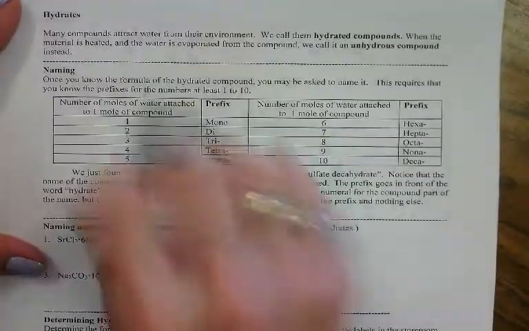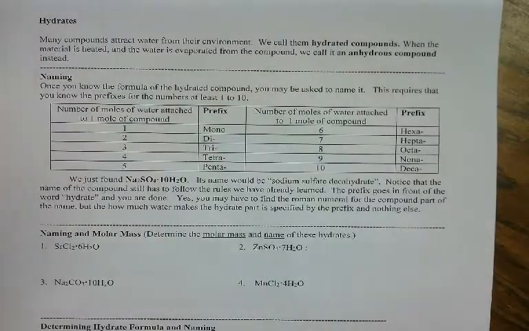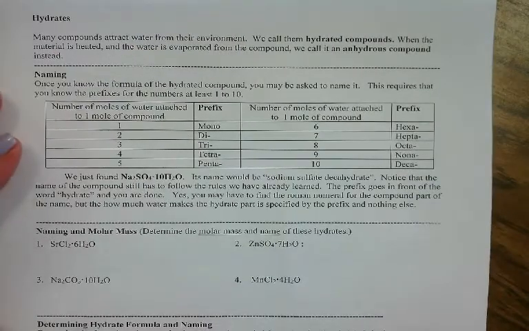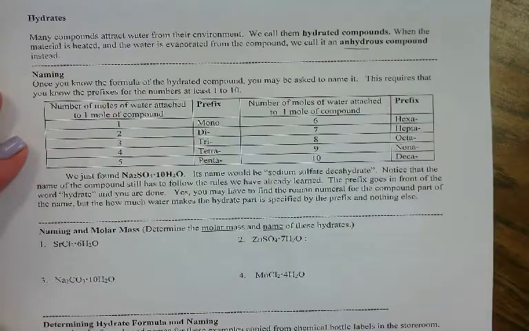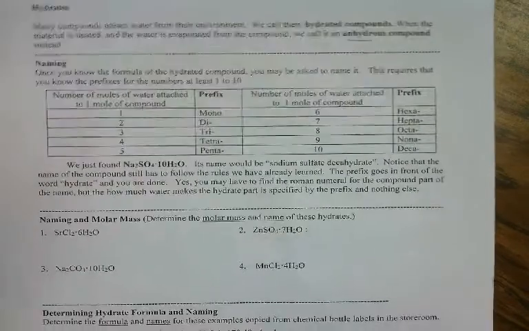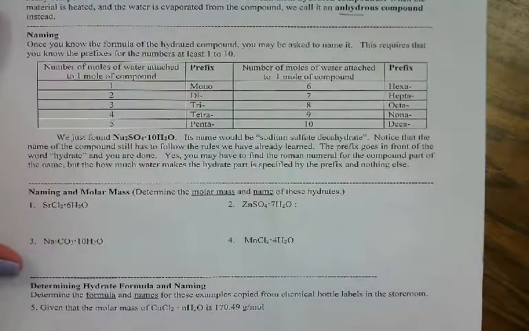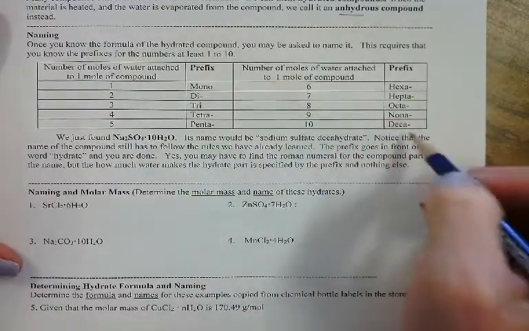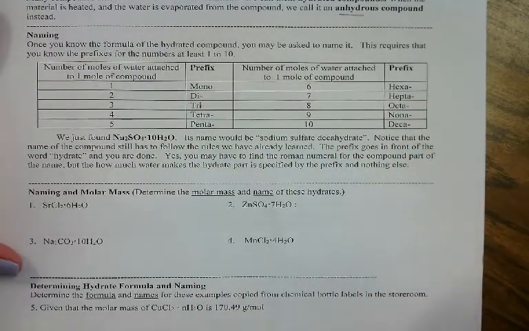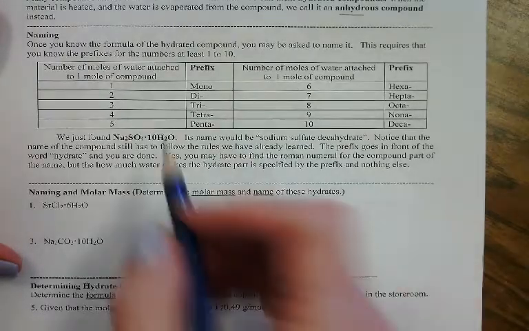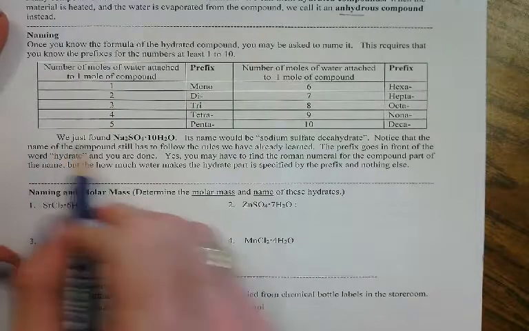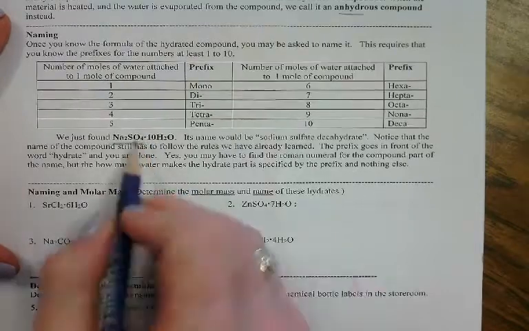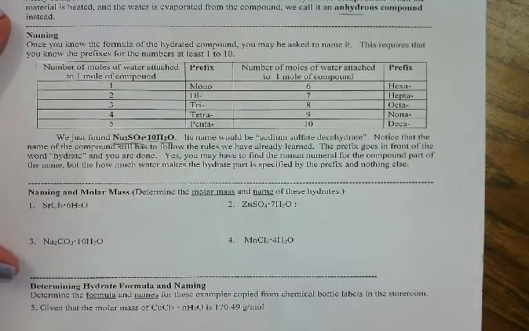So hydrates. A lot of compounds attract water from their environment, and those are called hydrated compounds. If we were to heat it up and drive off all the water, then we would call that an anhydrous compound. That means without water. Okay, but specifically, we're going to talk about hydrates, hydrated compounds, compounds surrounded by water molecules. To name them, you're going to use the same prefixes for the water molecules as we used for our covalent compounds. The way you'll see a hydrated compound, you'll see a formula, an ionic compound, and then there will be a big dot, and then there will be a number in front of water.